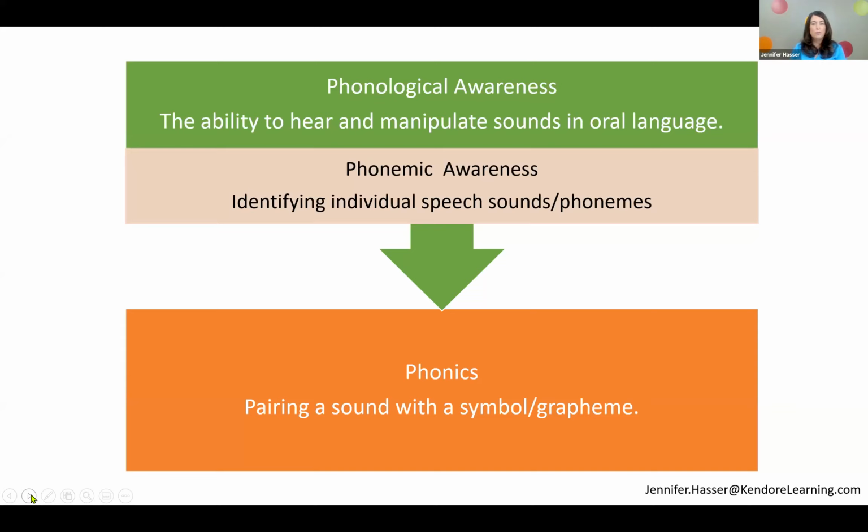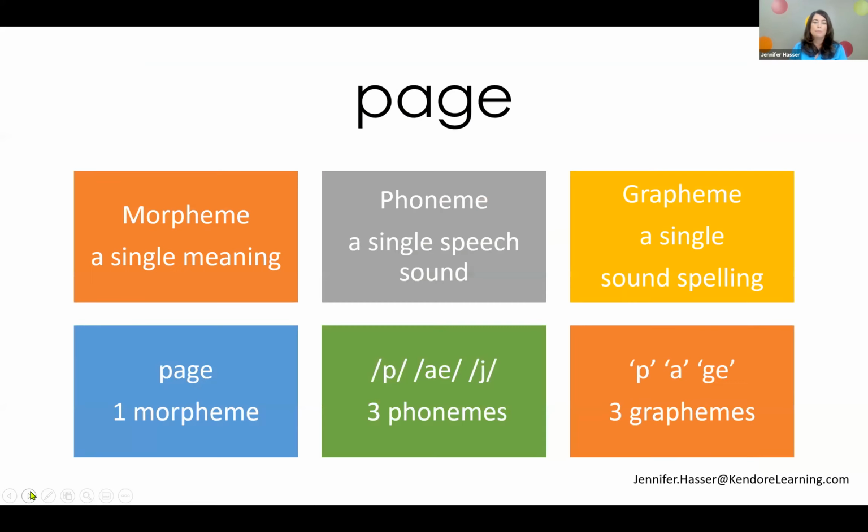And those speech sounds are called phonemes, so that's why I have the slash there. If you're not familiar with the term phoneme, it is an individual speech sound, and we will go over that again. Phonics is actually just pairing a sound with a symbol. So if I hear /p/, I need to know that I can pair that with a p. So that's how you would figure out how to spell a word that you already know, right?